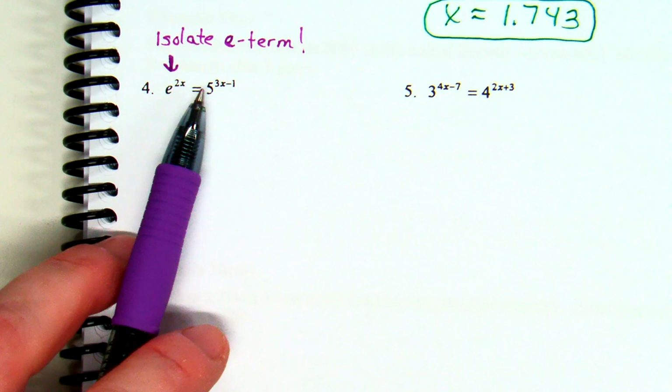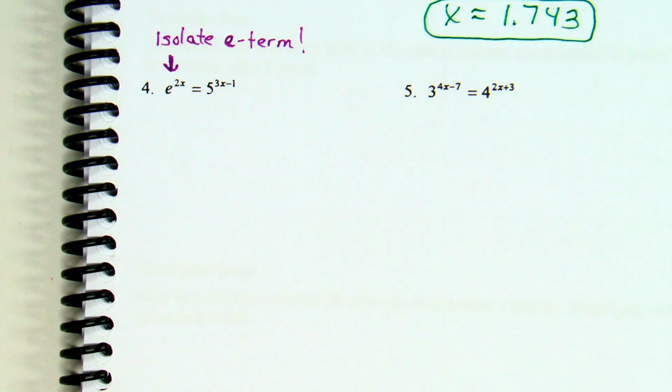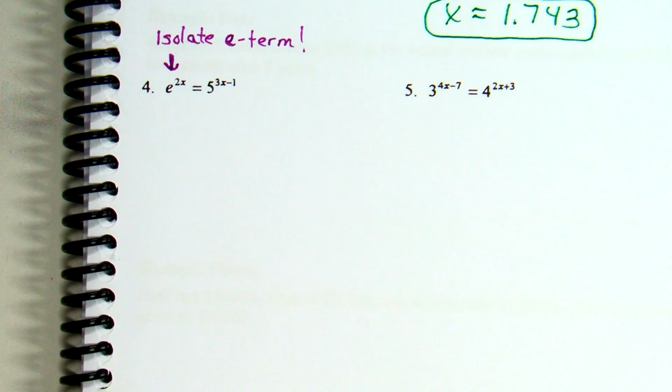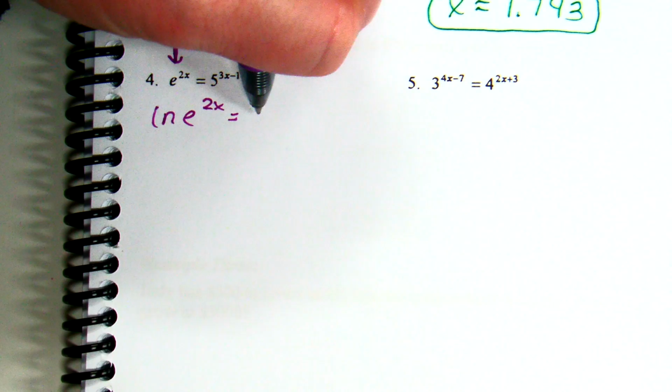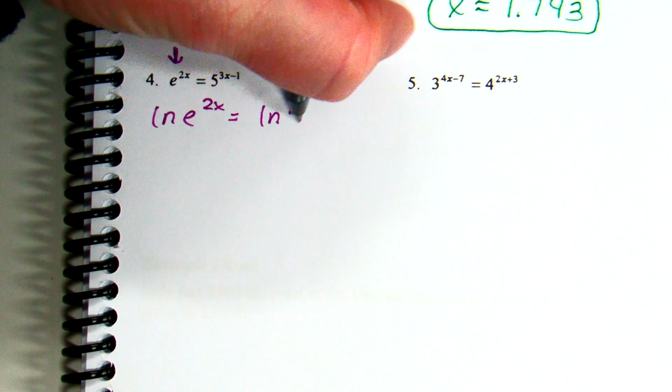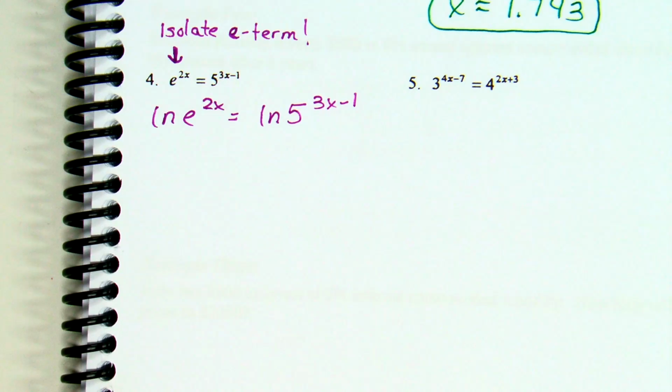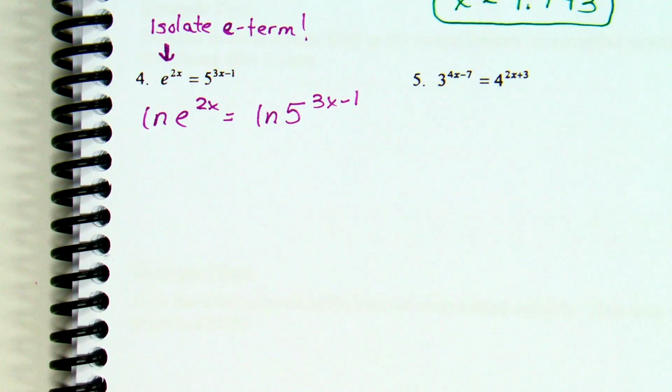Base E and base 5. Am I going to get those to be the same? No. So what do? We take the log of both sides. Which type of log should I use? Natural log. There's an importance to using the natural log here. So we're going to use the natural log of e to the 2x, please be on number 4 with me, equals the natural log of 5 to the 3x minus 1. And this is where there's a definite advantage to taking the natural log.